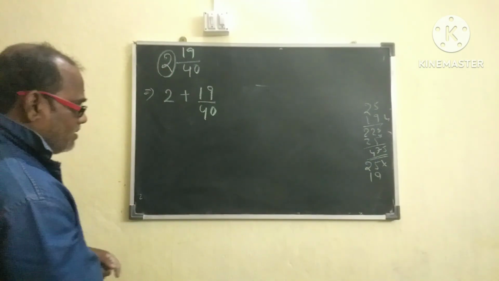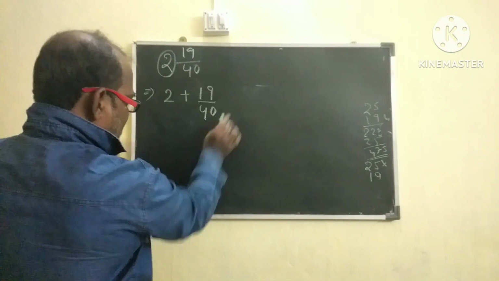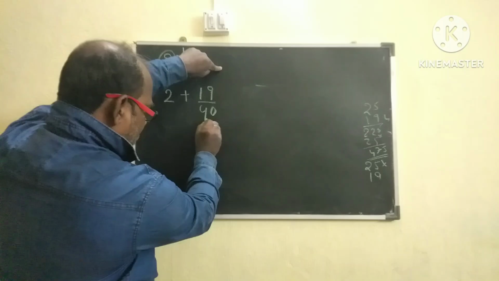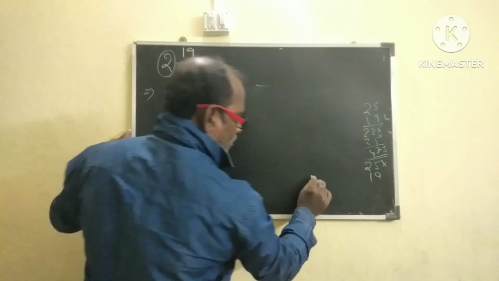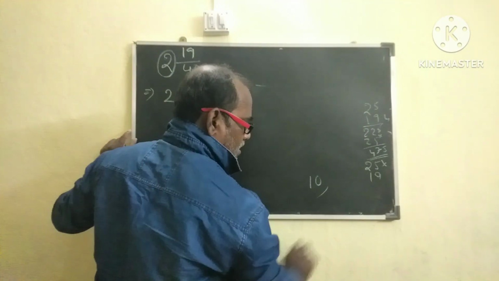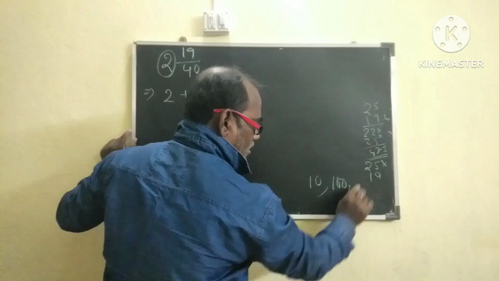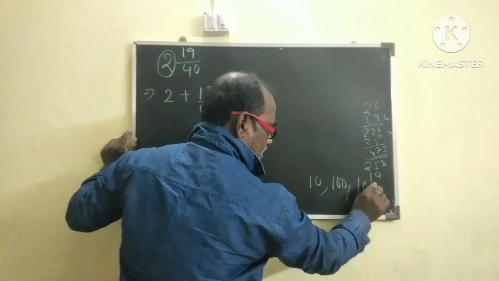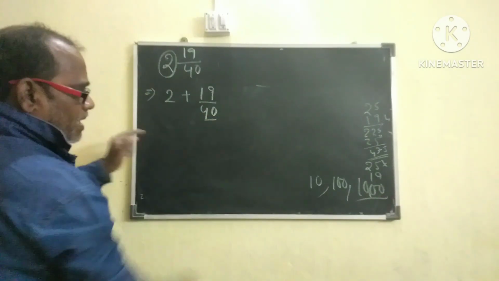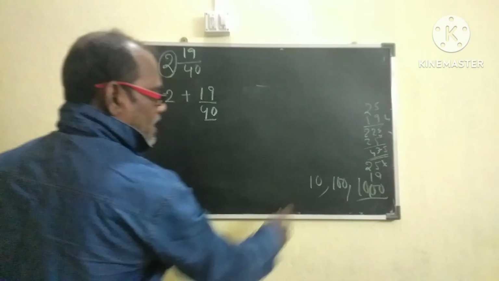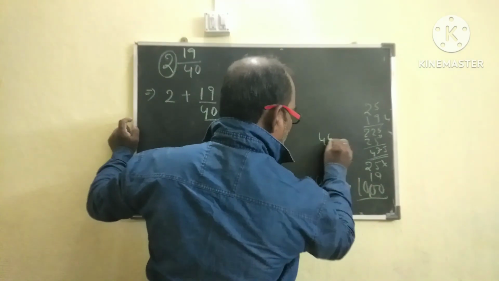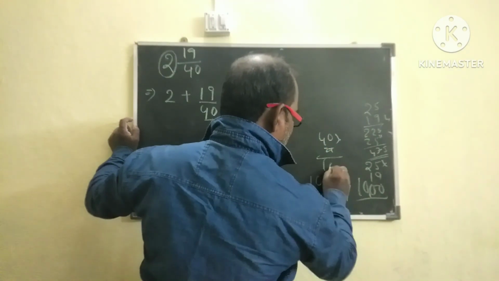Now you have to make this fraction into decimal form. Here it is 40. So you have to make 40 into either 10, 100, or 1000 in this way. 40 can be made into 1000 easily by multiplying with 25. You know 40 into 25 is 1000.